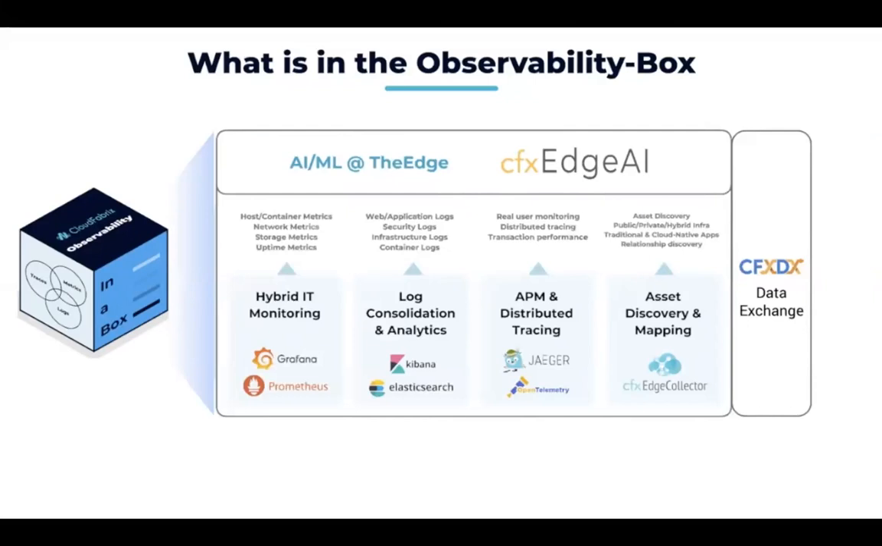So we have the asset discovery and mapping using the edge collector and the asset intelligence modules. We are bringing in our own AI ML engine to the edge. And on top of all of this, we have packaged this data exchange, CFXDX, which allows rapid integrations and faster movement of data in and out of this observability solution.